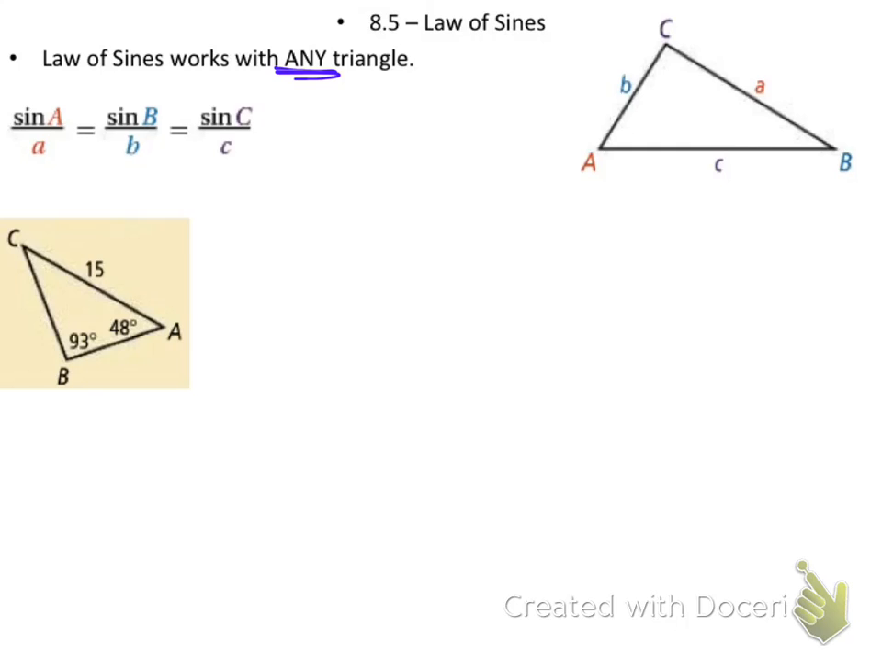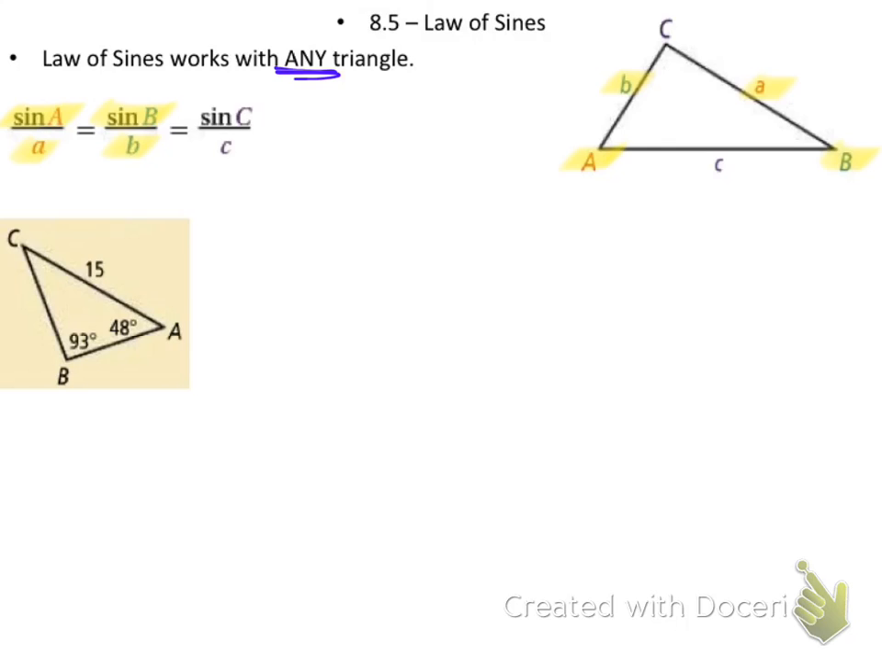will always be just like we have over here. It'll always be the sine of one of my angles over the side that's across from that angle. So here I have angle A. I'm going to take the sine of that angle and write it over top of whatever length A is. And that's going to be equal to, and it doesn't matter which other angle and side I'm choosing, sine of B over the length, again, across from it. So I'll take the sine of whatever angle B is, and I'll write it over top of the length of B. Or it could be C. It doesn't matter either way.